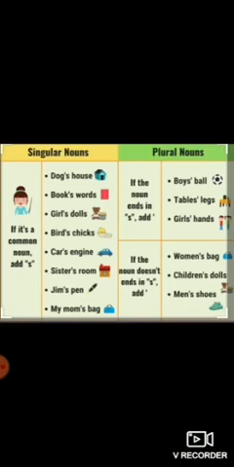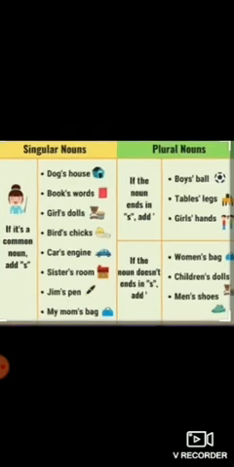In the case of plural nouns, if the noun ends in s, we have to add only apostrophe after the plural noun. Boys' ball, tables' legs, girls' hands. Here the word boys, it's plural. More than one boy is there. Tables, more than one table is there. Girls, more than one girl is there.